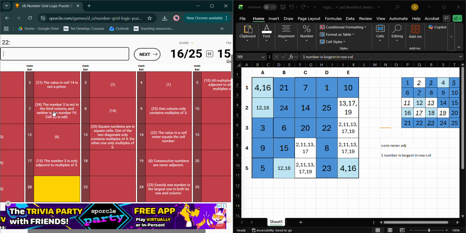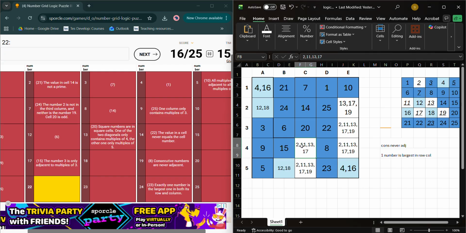Right, the number 2 is not in the third column. So look at the third column where you can take out all the number 2's there. Which means it's only left to be in one of these two. And neither is the number 19. Right, so we can take out the number 19 from that spot as well. So again, 19's in one of these 3 spots.